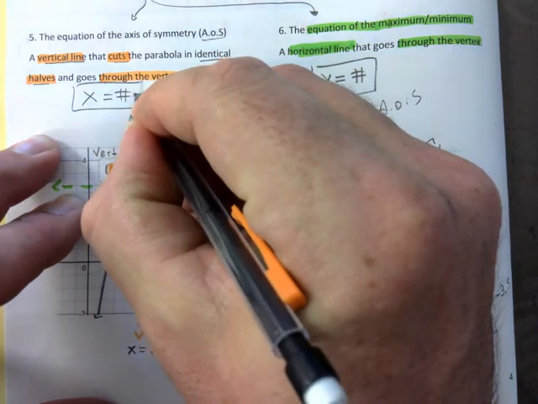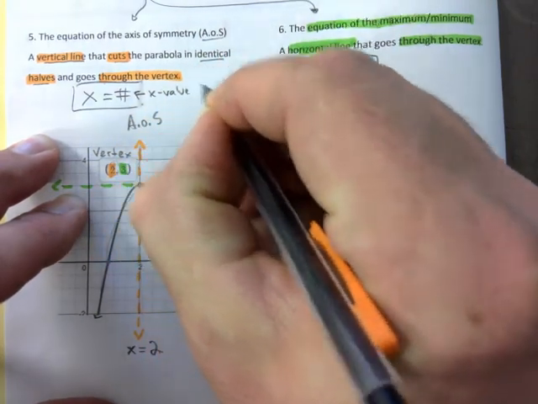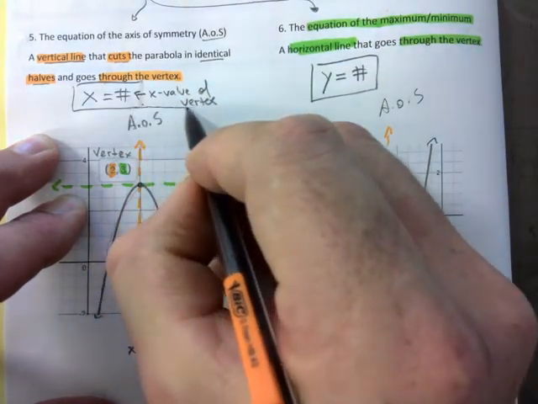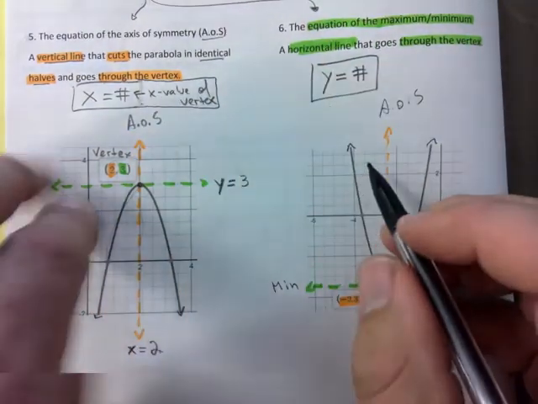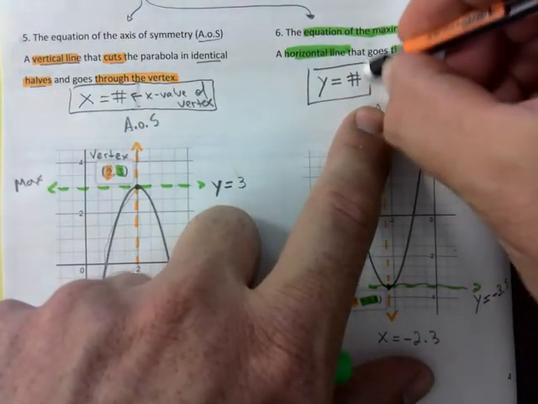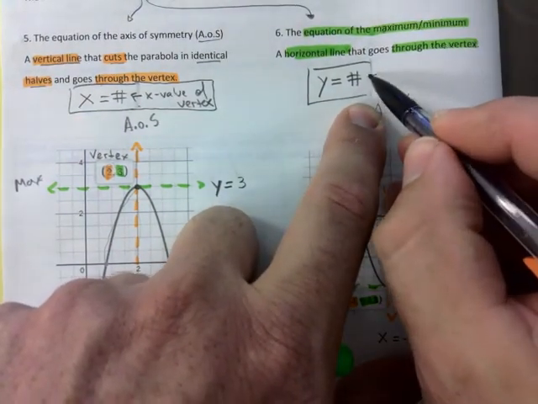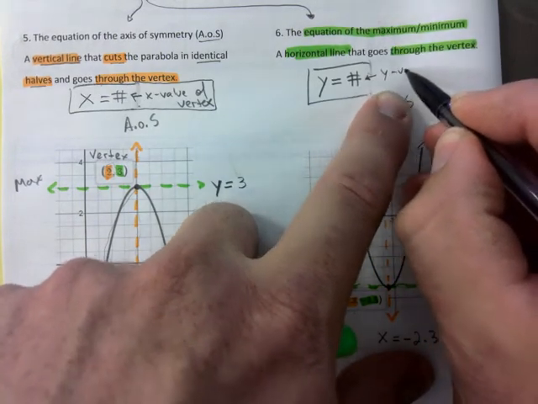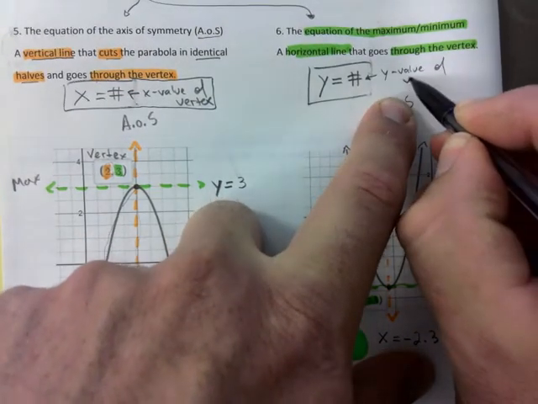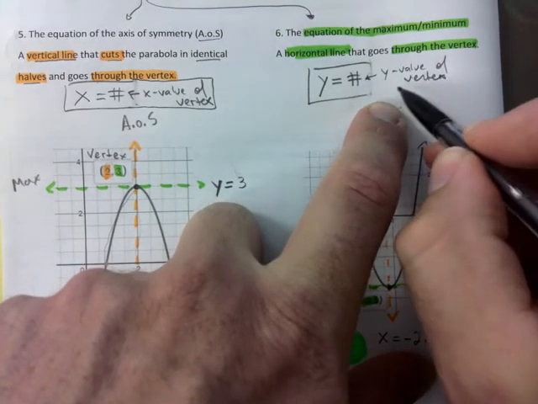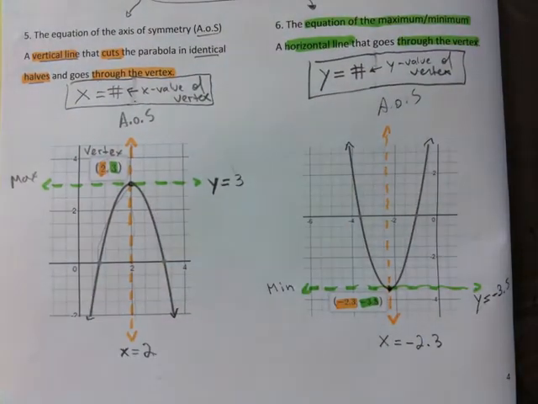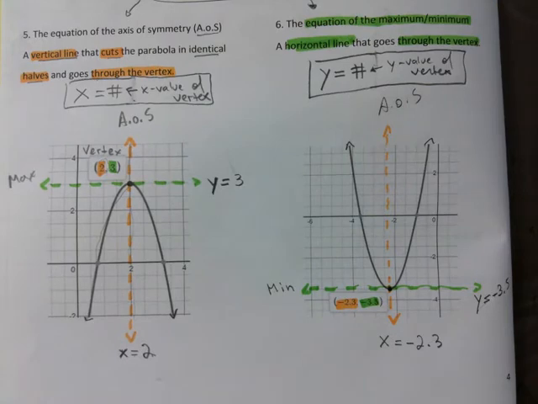This is the x value of the vertex. I always feel like it doesn't hurt to be overly descriptive, right? But it hurts to just assume that you know. The y value of the vertex. I think that makes more sense, right? Because otherwise, where's that number coming from? It comes from the vertex.